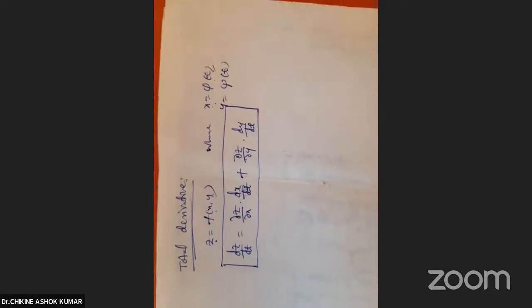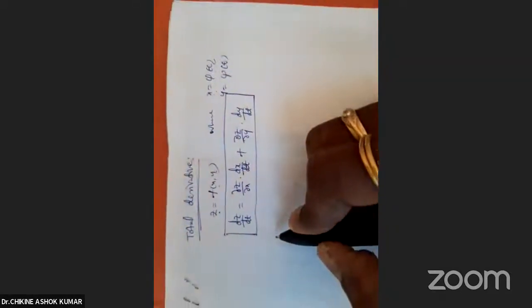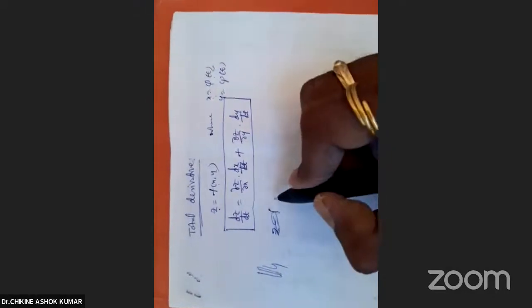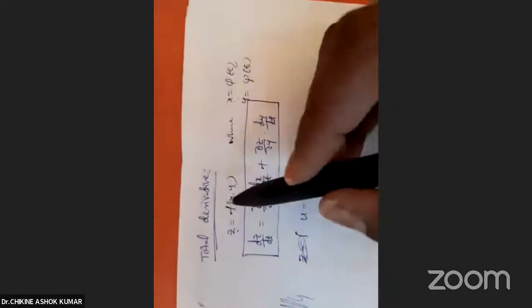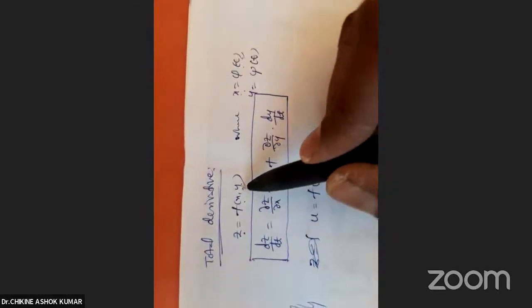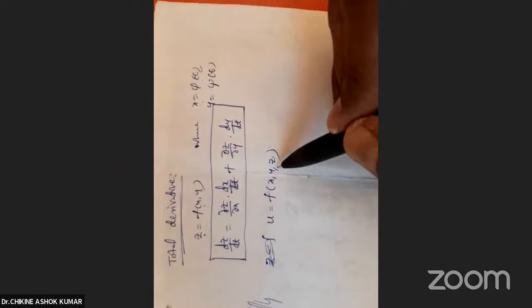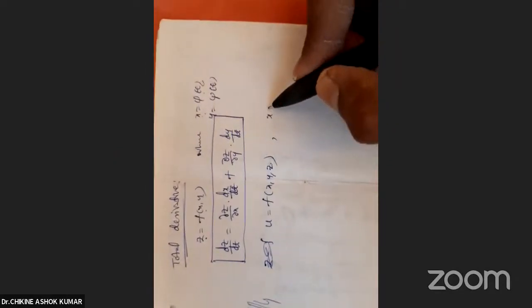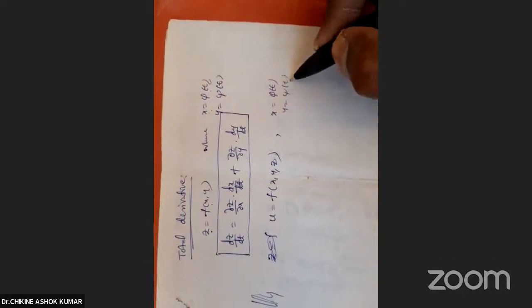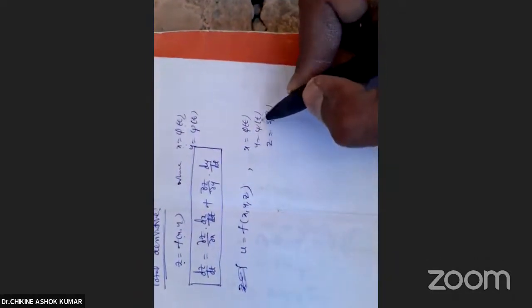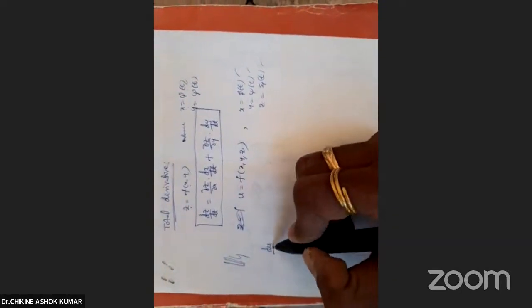Yes, sir. Similarly, instead of z you can take u is a function of f of x, y, z. Previously I have taken two independent variables, and here I am taking three independent variables, where again x is a function phi of t, y is a function of t, and z is a function xi of t. Let us suppose these three x, y, z are functions of the variable t. Then tell me, what is du by dt?